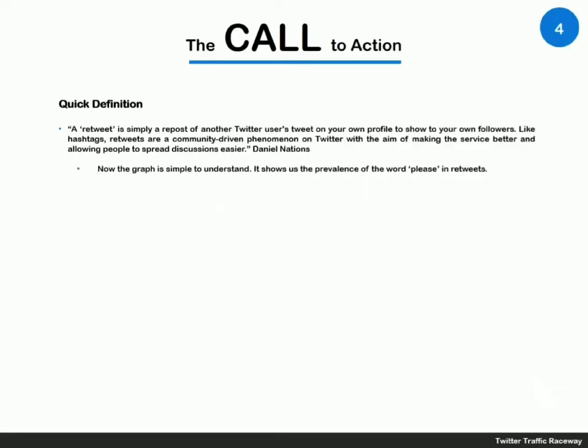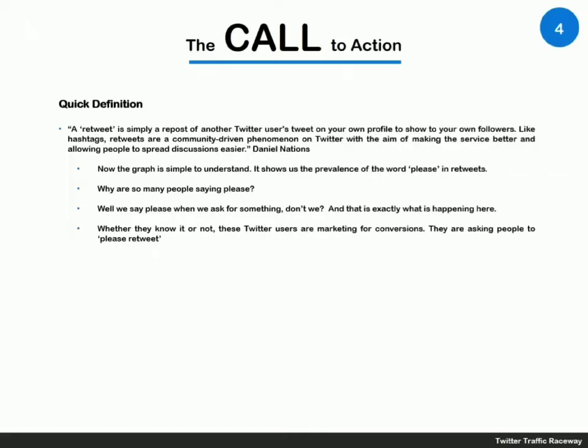Now the graph is simple to understand. It shows us the prevalence of the word please in retweets. Why are so many people saying please? Well, we say please when we ask for something, don't we? And that is exactly what is happening here. Whether they know it or not, these Twitter users are marketing for conversions. They are asking people to please retweet.